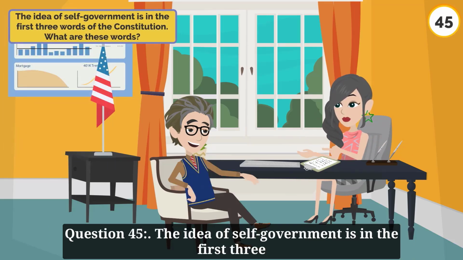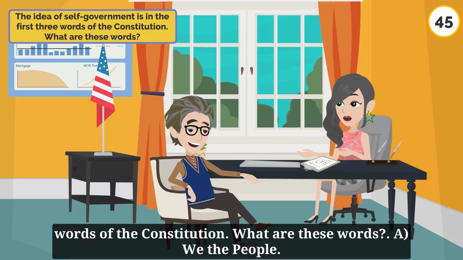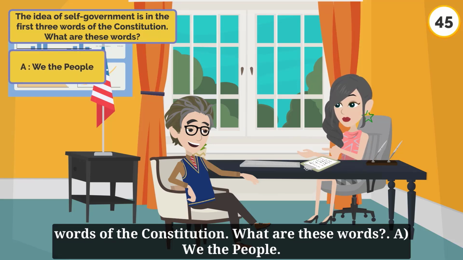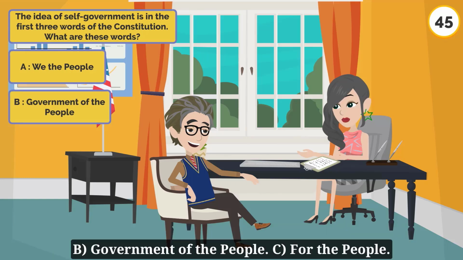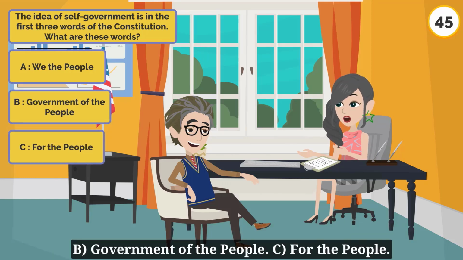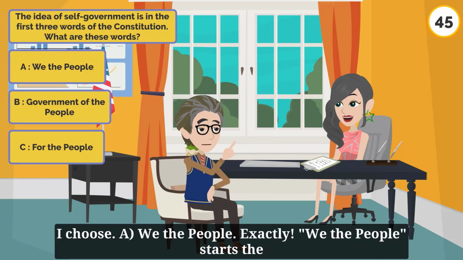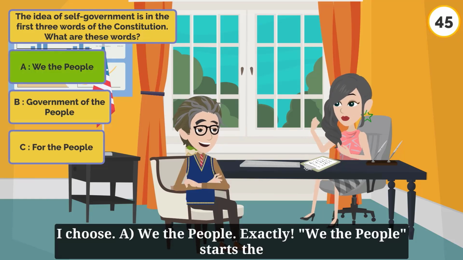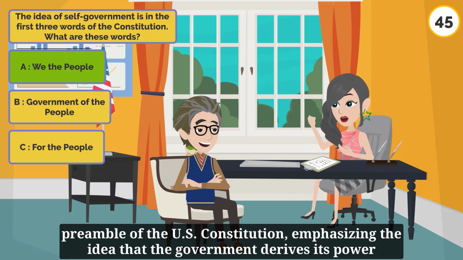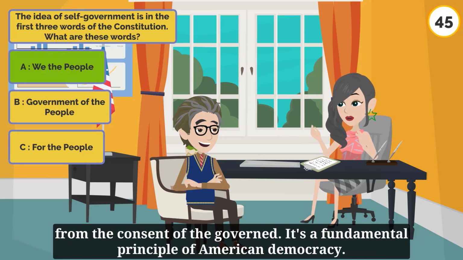Question 45. The idea of self-government is in the first 3 words of the Constitution. What are these words? A. We the people. B. Government of the people. C. For the people. I choose A. We the people. Exactly. We the people starts the preamble of the U.S. Constitution, emphasizing the idea that the government derives its power from the consent of the governed. It's a fundamental principle of American democracy.